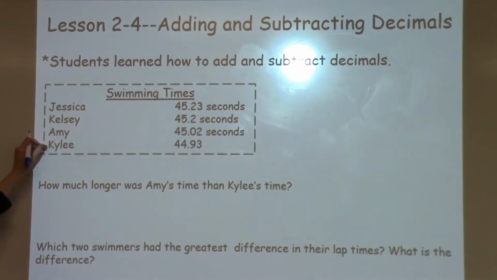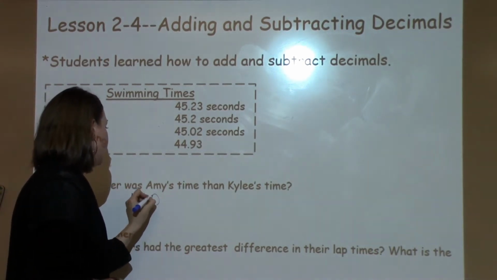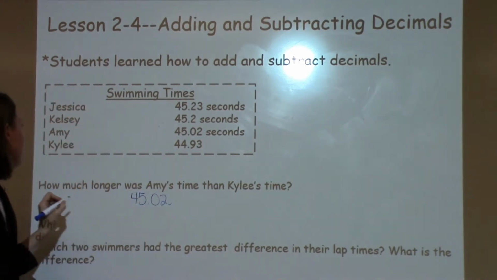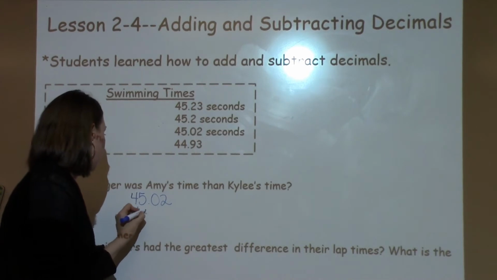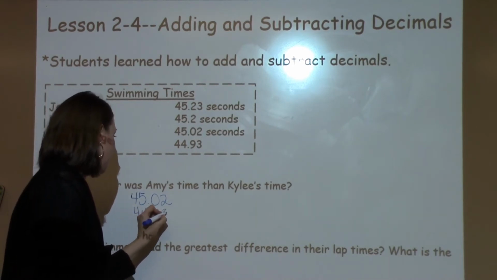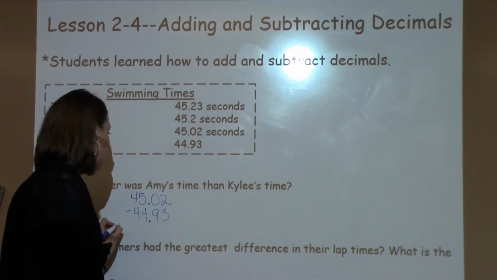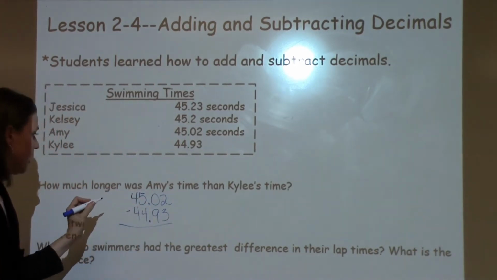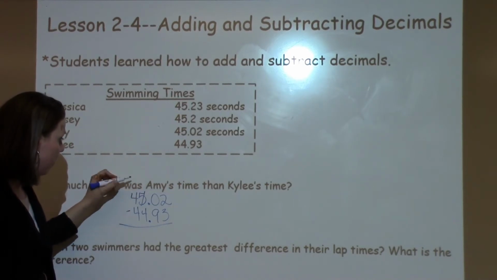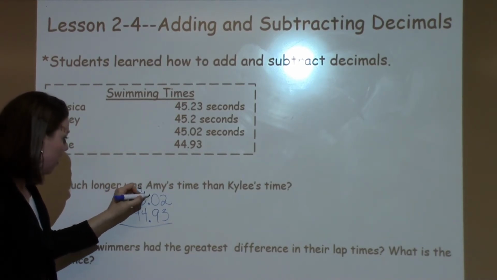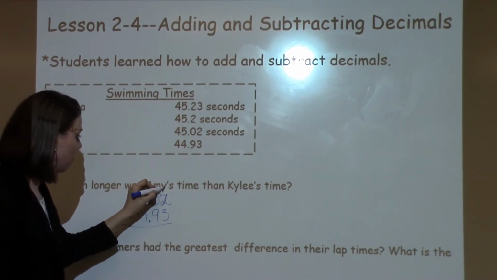Looking at the table, we can see that Amy's time was 45 and 200 seconds. If we look at Kylie's time, she has 44 and 9300 seconds. Making sure that our decimals are lined up, which they are, we can begin subtracting. 2 minus 3 I can't do. I've got 0 here, so I need to go over and borrow from my 1 spot. This becomes a 4. Now I've got 10. This becomes a 9. Now this one becomes a 12.